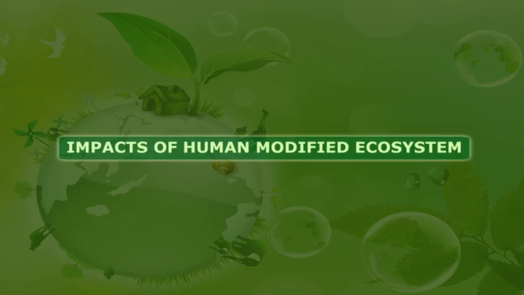Impacts of human-modified ecosystems. Now, let us understand the impacts of human-modified ecosystems on the biosphere. Most of the current environmental problems are caused by the uncontrolled growth of human population and growing urbanization as well as industrialization. All human-modified ecosystems suffer from loss of biodiversity and are not sustainable on their own.